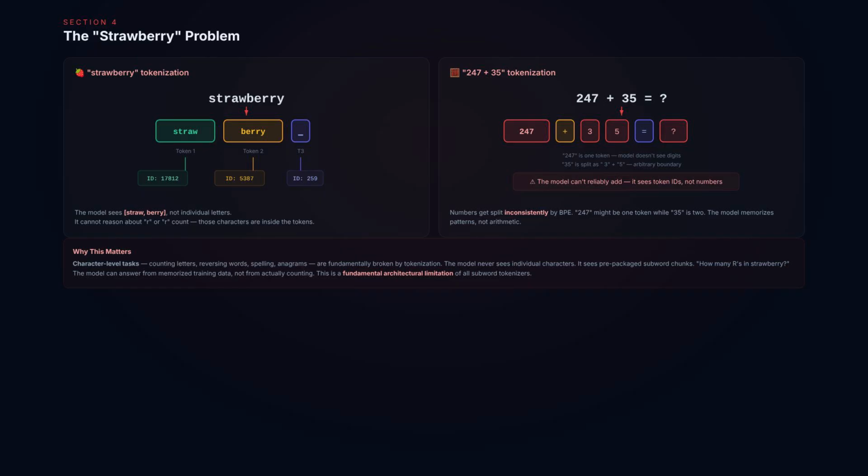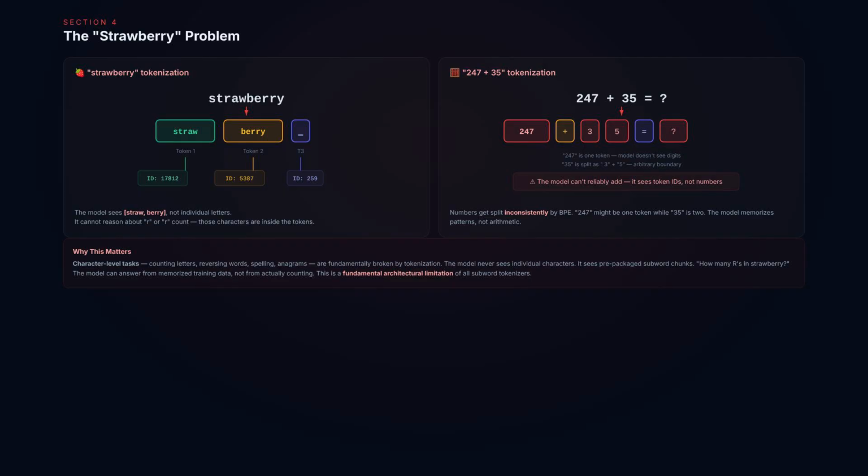And the same problem extends everywhere. Ask it to spell hello backwards. The model sees 1 token for hello, not 5 letters. Arithmetic like 24 plus 35, the model sees whole numbers, not digits. Even URLs get swallowed whole. Chain of thought prompting can help a little, but the model is still guessing from its training data. It's not actually reading characters.